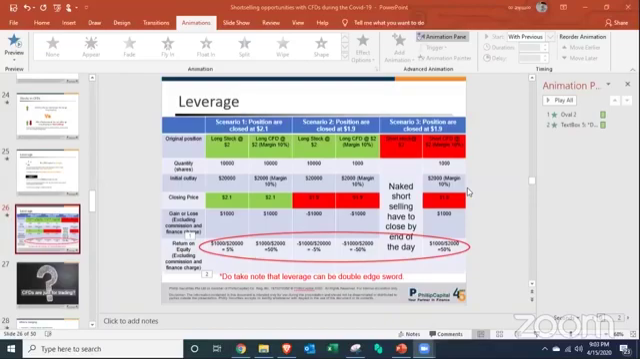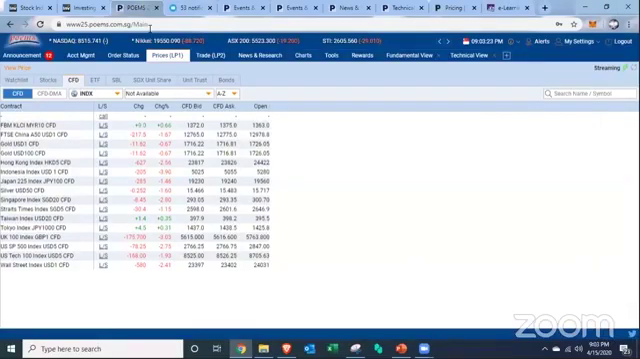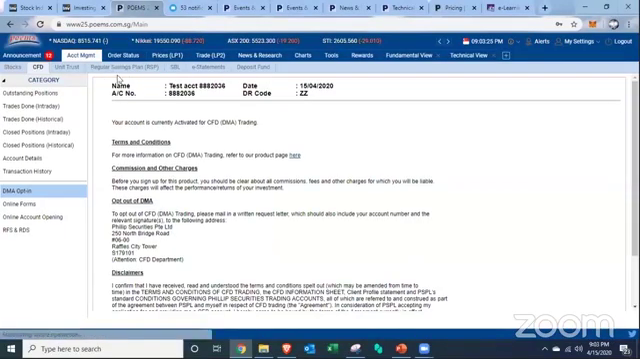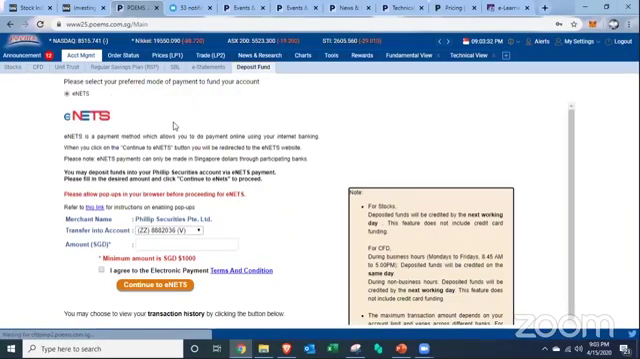Let me see. For the CFD trading limit, you need to deposit the money into your account before you do trading. Maybe I'll share about how you can fund your account. There's one method that I can use to fund your CFD account. You go to account management, under deposit funds, then there's an eNETS payment.